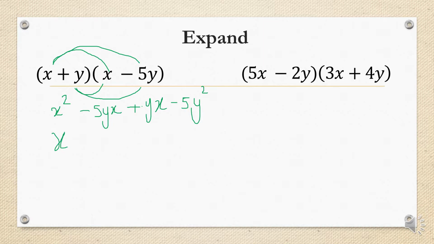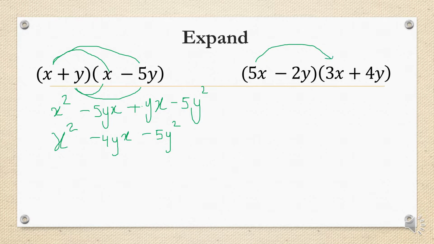Grouping our terms together, one term in x squared, minus 5yx plus yx will give me a total of how much? I have minus 5 plus 1. What's that going to give me? Minus 4. So I'm going to have minus 4yx, and this is my only term in y squared, so I'm just going to write it back. And this is the best we can do. We expanded this and then we simplified it. Okay, let's do the next one.